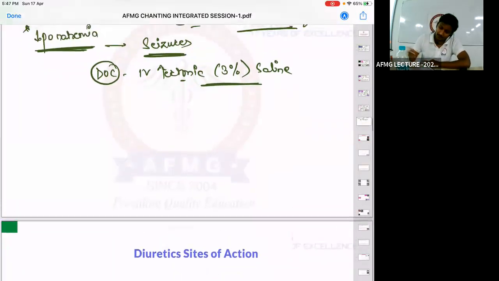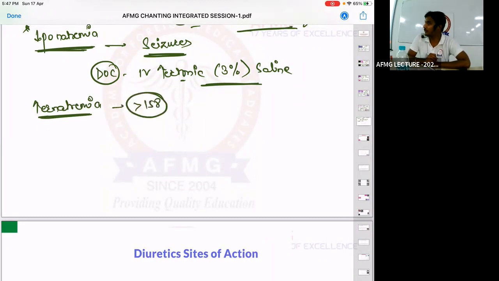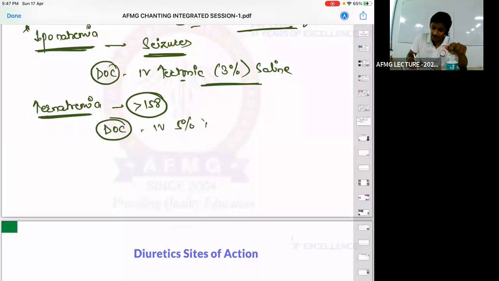Before I move ahead, tell me about hypernatremia. Again please remember, hypernatremia or increased sodium values can also cause seizures in the patient. They will cause seizures when the value is more than 158 milliequivalents per liter. What is the drug of choice? Here you will give a hypotonic fluid. Hypotonic fluid is IV 5% dextrose. Please remember.